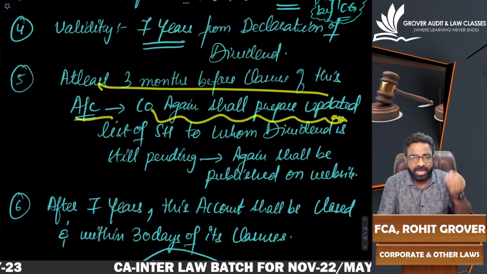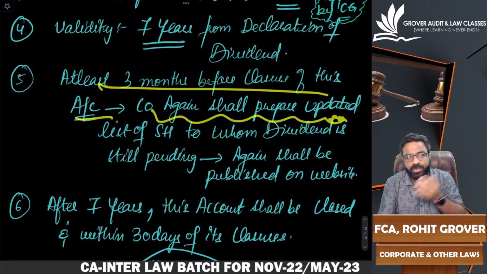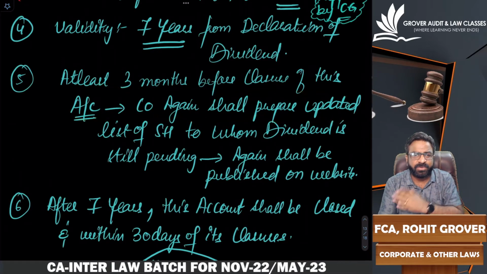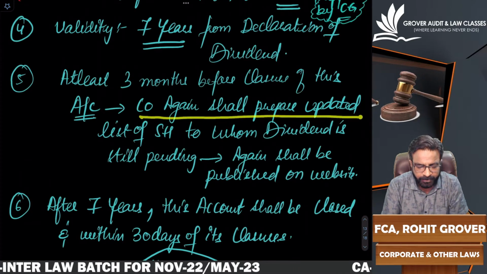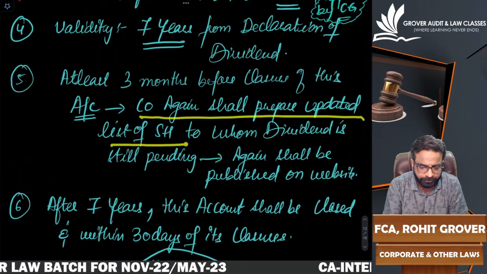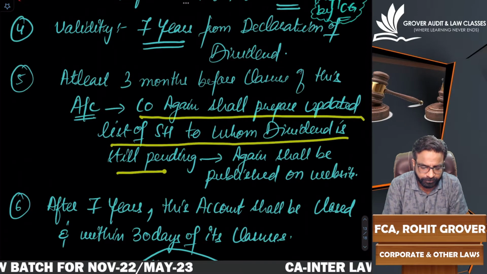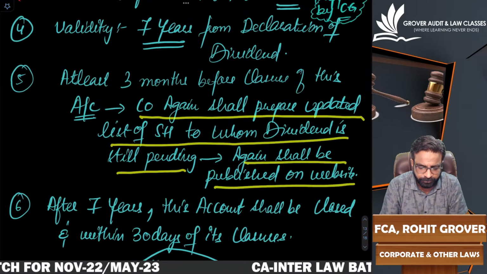Yes, sir. So after 6 years, 9 months, or you can say 3 months before the closure of this account, what is the point written? The company again shall prepare an updated list of shareholders to whom dividend is still pending. Again it shall be published on the website.